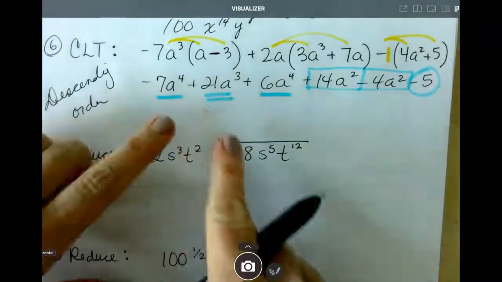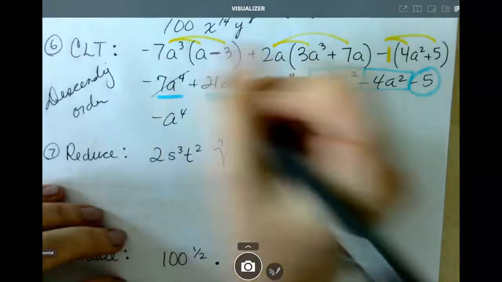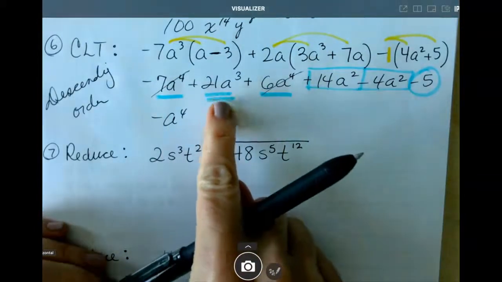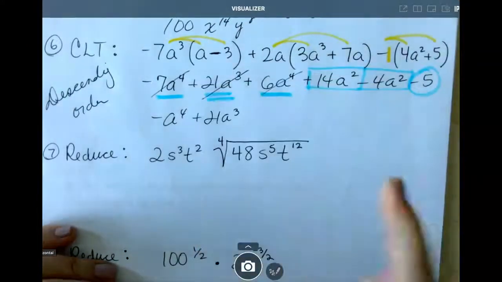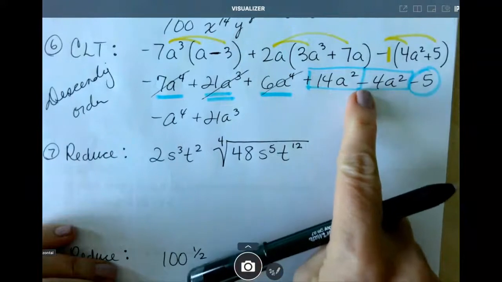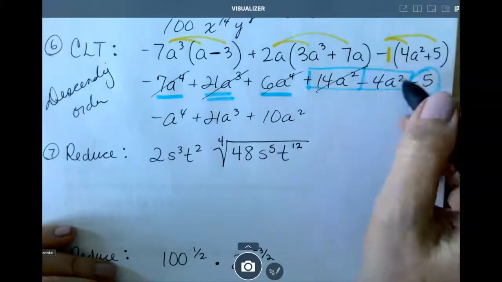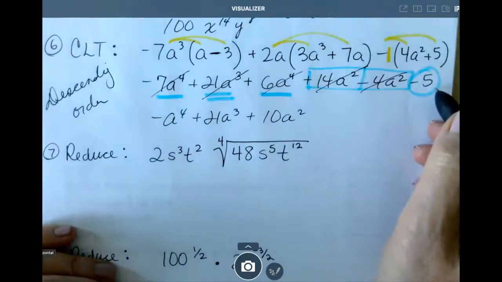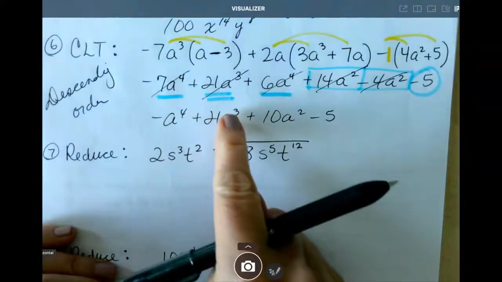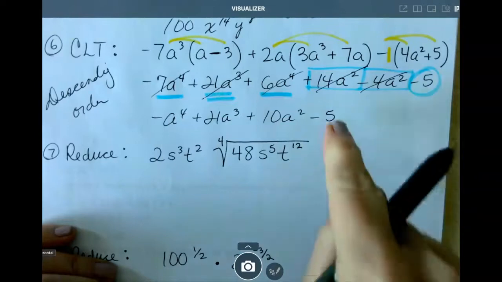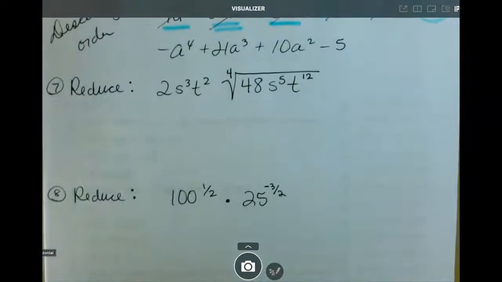So negative 7a to the fourth, positive 6a to the fourth is negative 1a to the fourth. Mark them off. Then we've got an a cubed. This is the only one, so bring it down. Then we have 14a squared minus 4a squared. That is plus 10a squared. And then there is no a term. Since there is no a term, the 5 comes straight down. 4, 3, 2, and none. Descending order.